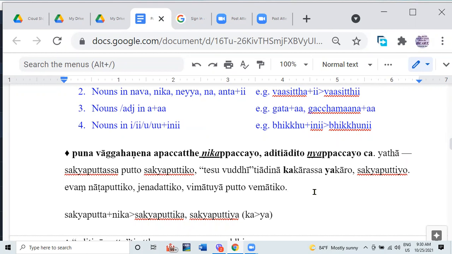Yes. In this case, we are studying traditional grammar. That's why Vimaduya, its original stem should be Vimadu. Yes, it's a very good question. I didn't notice this point. So that's why I think the writer separated it.